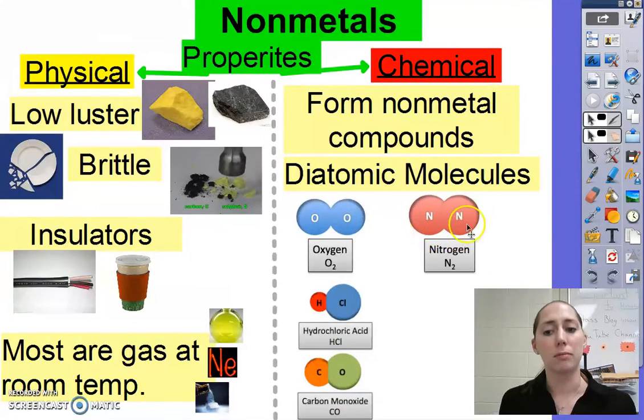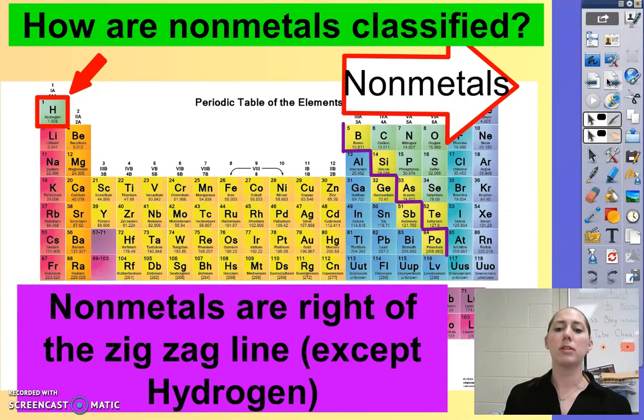So you've got two atoms. So here, N2, that's a diatomic molecule, O2. Here we've got hydrochloric acid, HCl, or carbon monoxide, CO. All of this is two atoms bonded together to form that diatomic molecule. Now, how are nonmetals classified?